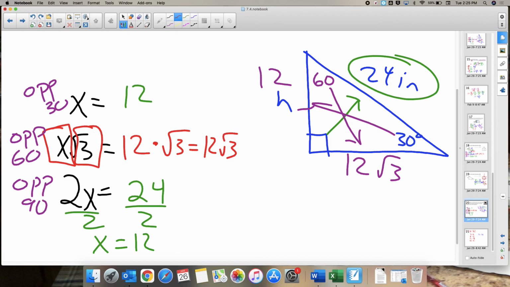Which length do they want now? They want the height of those windshield wipers. They want this length right here. So that would be 12 inches. Right, so those are our two specialty right triangles here.